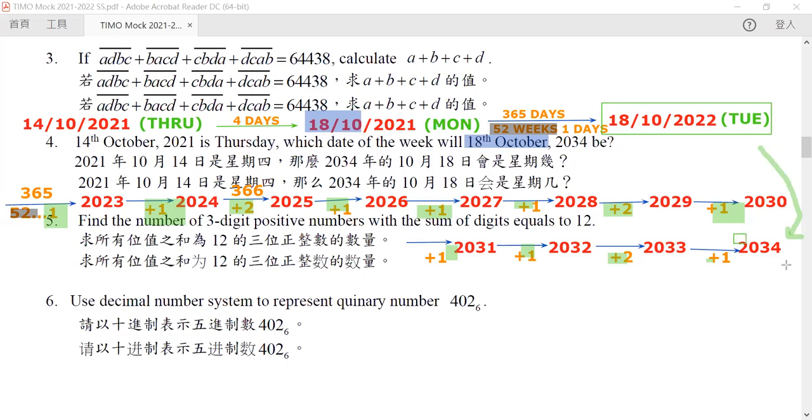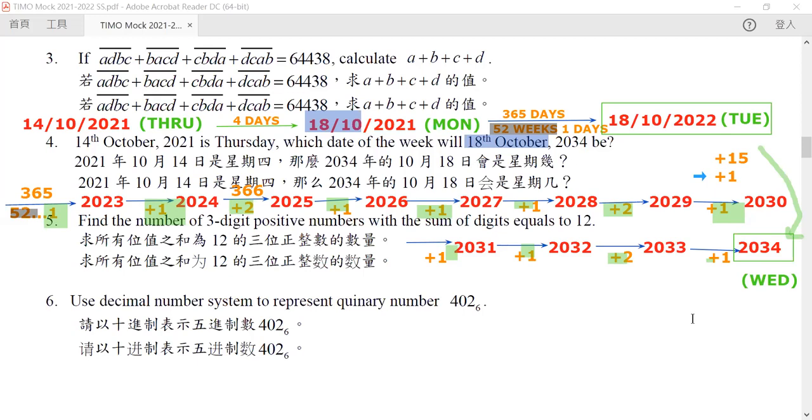So we know that this is exactly equal to plus 15. But plus 15 is equivalent to what? Plus 1, all right? They are equivalent to simply plus 1, because plus 15 means that you have 2 extra weeks and 1 extra day. So for 2034, that day will be 1 day after our Tuesday, and hence the answer will be Wednesday. So our answer for this question will be Wednesday.